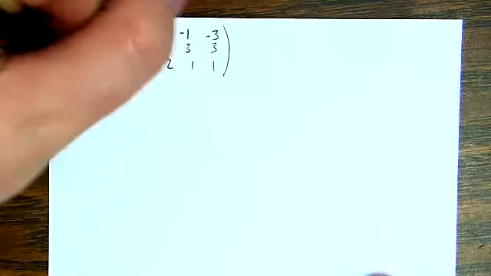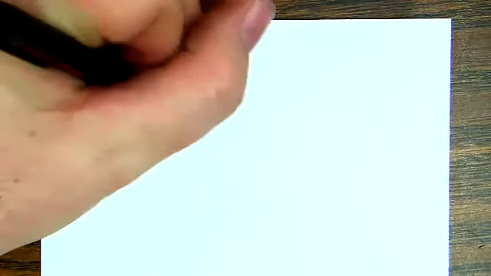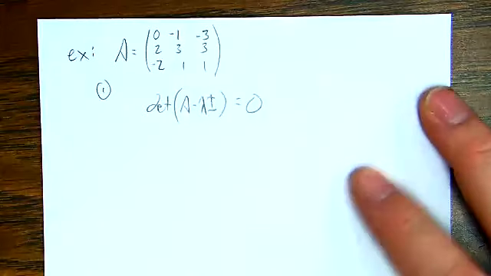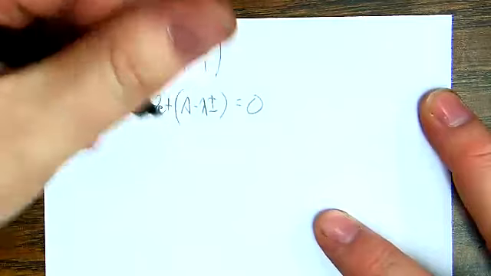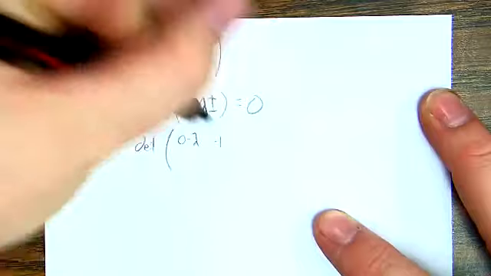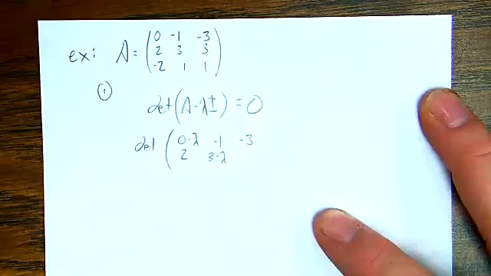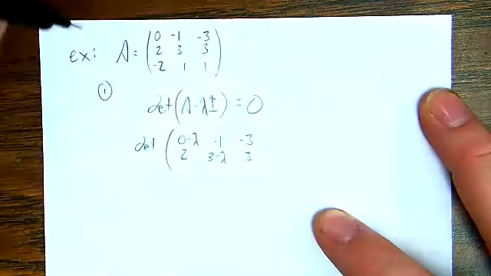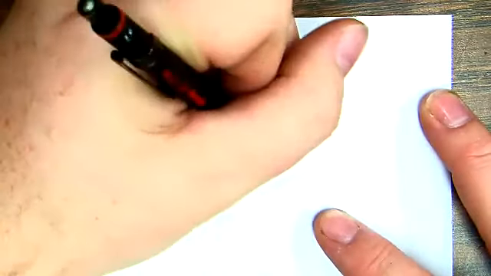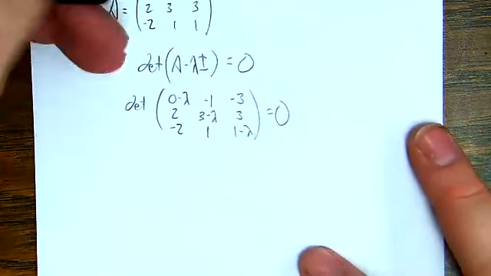So to find the eigenvalues, I'm going to set up the determinant of A minus lambda I equals 0. In this case, I is a 3x3. So I'm taking the determinant of 0 minus lambda, -1, -3, 2, 3 minus lambda, 3, -2, 1, 1 minus lambda. And I'm setting that determinant equal to 0. Finding this determinant is non-trivial, but that's okay.